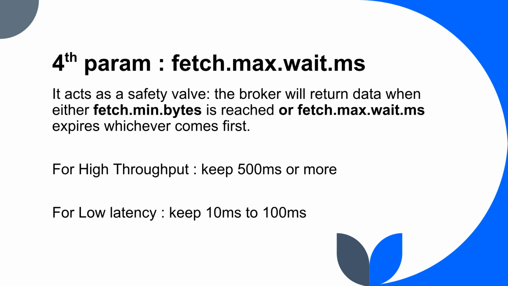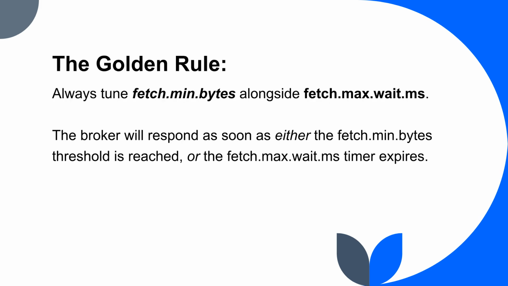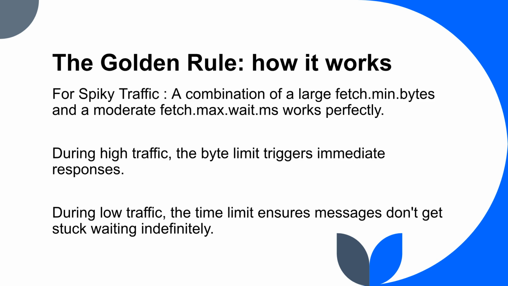Use 500 milliseconds or more for high throughput and 10 milliseconds to 100 milliseconds for low latency. The golden rule is to always tune min bytes alongside max wait. The broker responds when the byte threshold is met or the timer expires. For spiky traffic, use a large min bytes and a moderate max wait. In high traffic, the byte limit triggers immediate responses, while low traffic ensures messages aren't stuck waiting indefinitely.